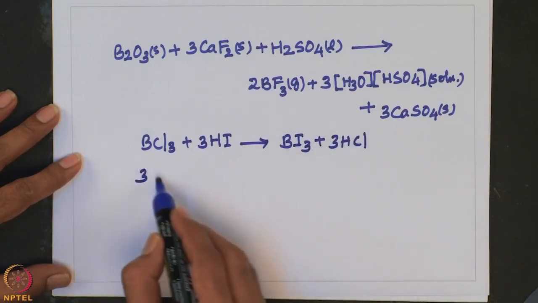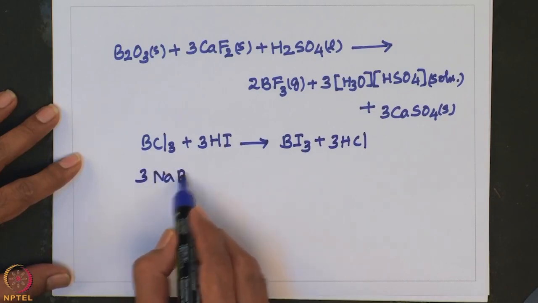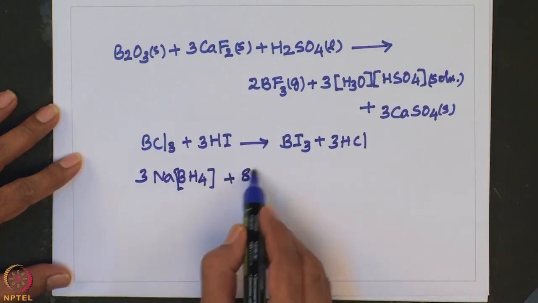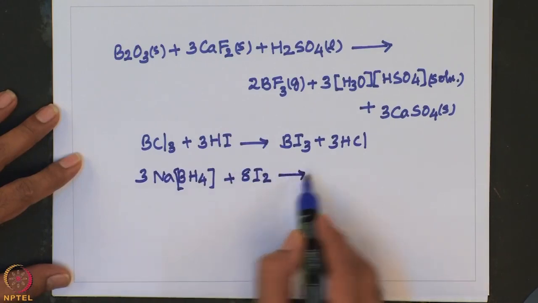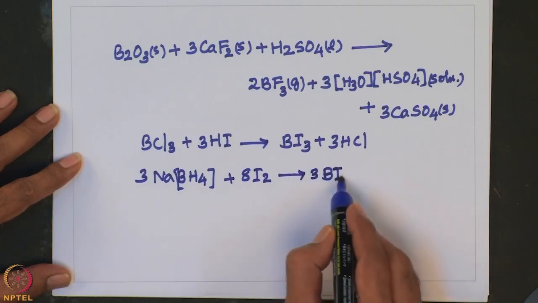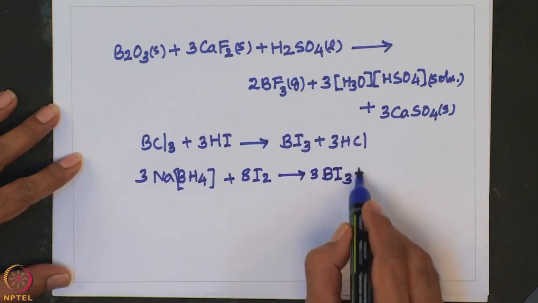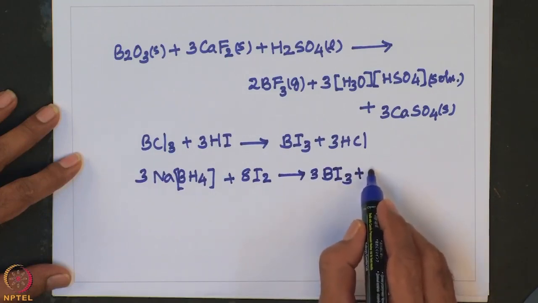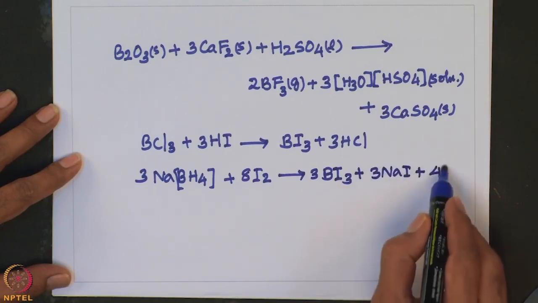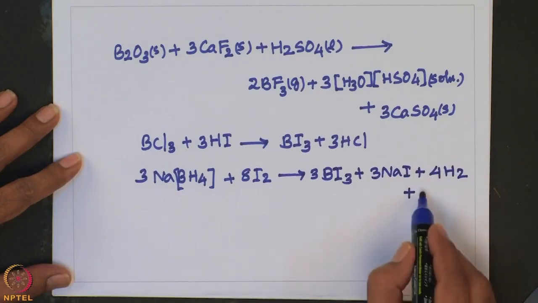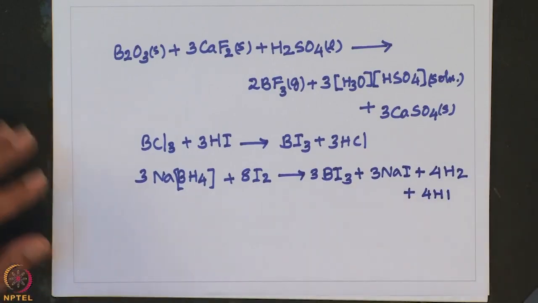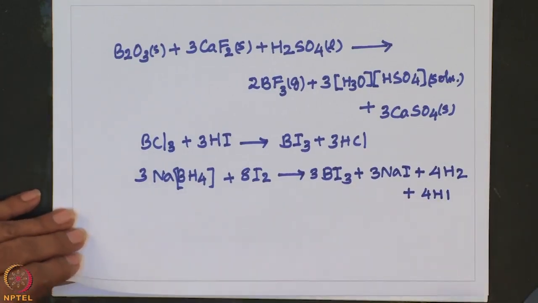Or one can also start with sodium borohydride plus 8 equivalents of iodine, it gives boron triiodide. So, this is how one can prepare boron triiodide.